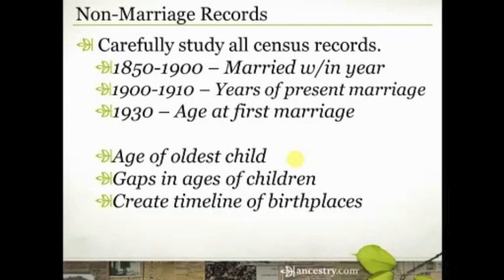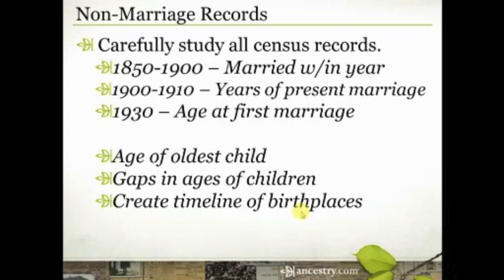One is, and this again goes to that idea of making sure you have all the census records for a family, make sure you know who that oldest child is. Just because that oldest child isn't your ancestor doesn't make them insignificant. They're important to the family story, but they're also important to helping you narrow in on when that marriage may have occurred. Also, where that marriage may have occurred.